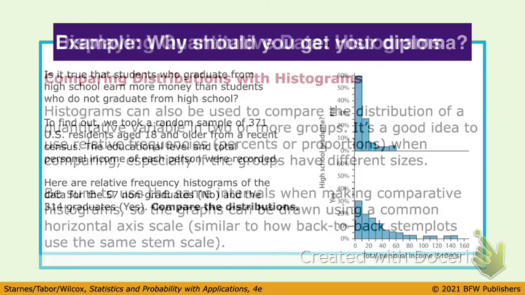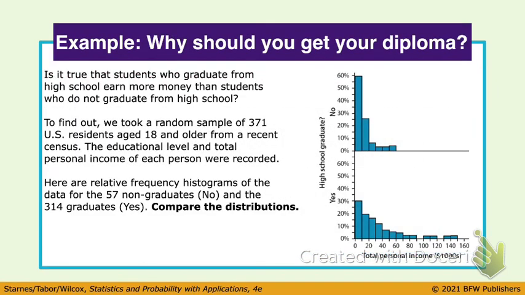Is it true that students who graduate from high school earn more money than students who do not graduate from high school? To find out, we took a random sample of 371 U.S. residents age 18 and older from a recent census. The education level and total personal income of each person was recorded. Here are relative frequency histograms of the data for the 57 non-graduates, no, and the 314 graduates, yes. And we're going to compare these distributions.